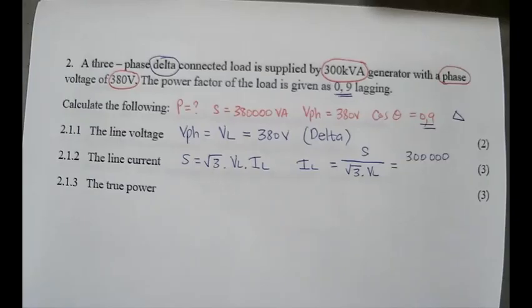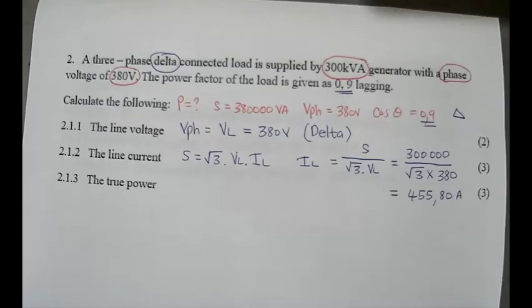Substituting into the equation, don't forget it's 300 kilovolt amps, not 380, divided by root 3 times 380. All you're going to do is divide that up. Remember to use your calculator correctly, so it's 300,000 divided by root 3 divided by 380. A quick way to do it is 300,000 divided by root 3, then divided by 380 again, and that will give you the answer. It will give us 455,80 amps. Round off to two decimal places. If you wrote .8 here, it will be fine.